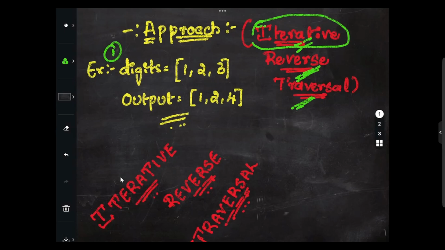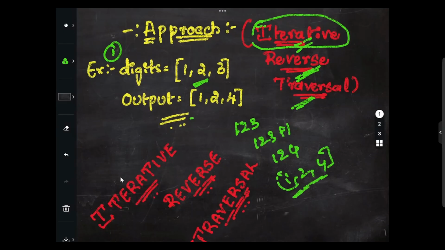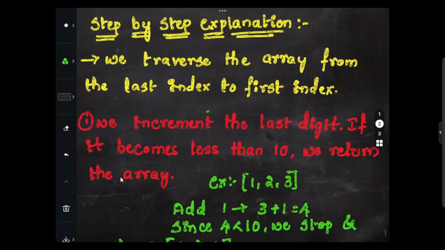I have considered the same example, the first example mentioned in the question. The digits are 1, 2, 3. We increment 1, 2, 3 by 1 and get 1, 2, 4, and we need to return it in the form of an array like this. So the output here is 1, 2, 4. Let's quickly discuss this step by step.